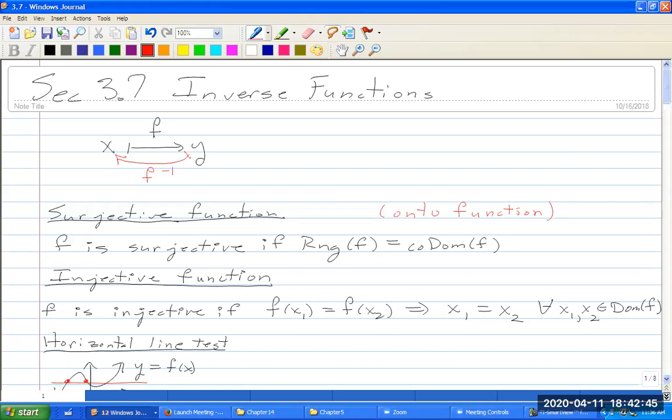Injective function: f is injective if f of x1 equaling f of x2 implies x1 is equal to x2 for all x1 and x2 in the domain of f. We call these one-to-one functions also.